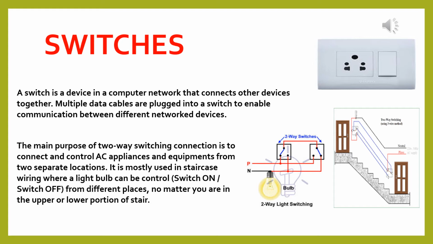Suppose when you are on the second floor, you switch on the light. But when you come down to the ground floor, it's not possible to switch off that particular light from upstairs only. Then you cannot see anything. That's why when you come down to the ground floor, you switch off the same light, but two plugs are there, two switches are there.